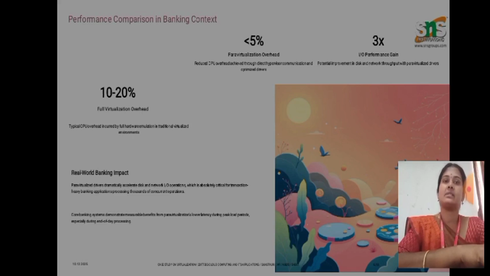Practical banking impact: during end of day processing, core banking systems run millions of entries. Para-virtualized systems finish tasks 20 to 30% faster. ATM switch systems and UPI transaction gateways benefit greatly from low latency para-virtualized environments.